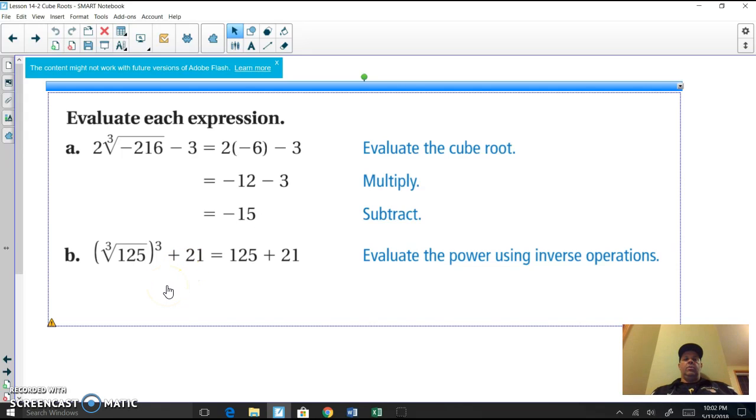In our second example, just like on Friday when we took the square root squared, when we take the cubed root cubed, we get the same answer of 125. We then add 21 to it, and we get 146.